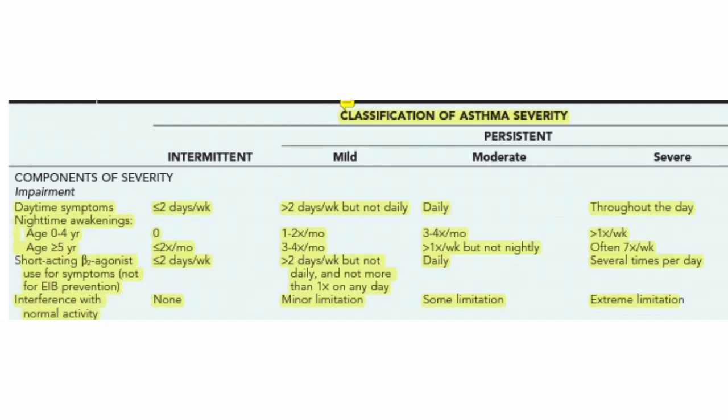So an important point is that if a patient comes who is not on treatment, then you will classify him as per the severity classification. If the patient is already on treatment, then you will classify him as per the control classification, and you will move onward and onward.